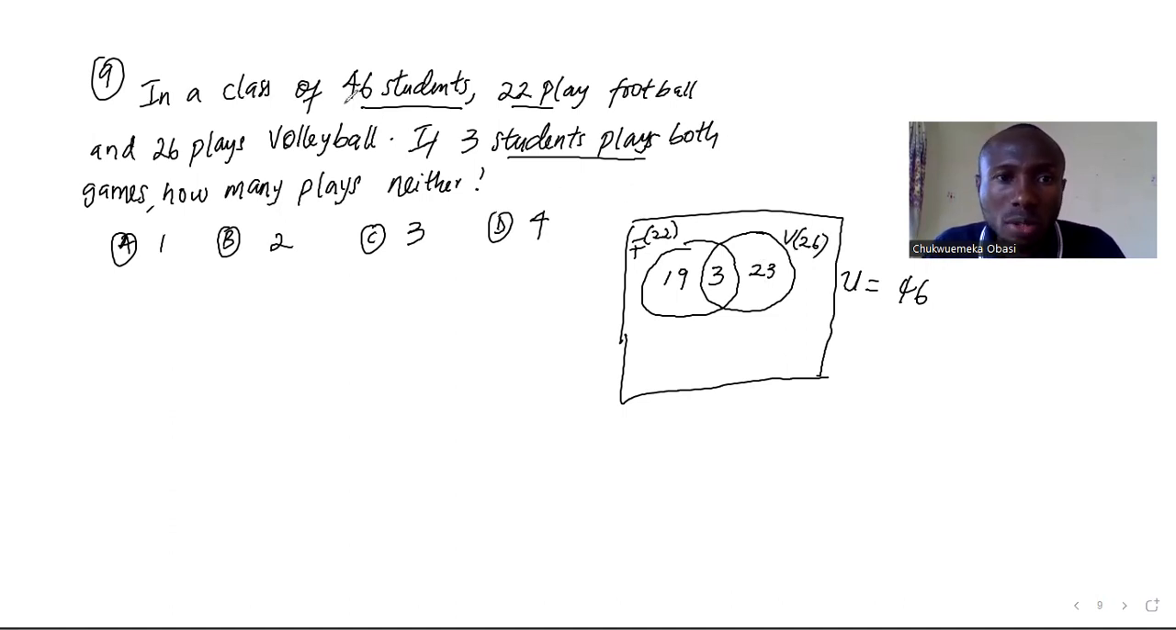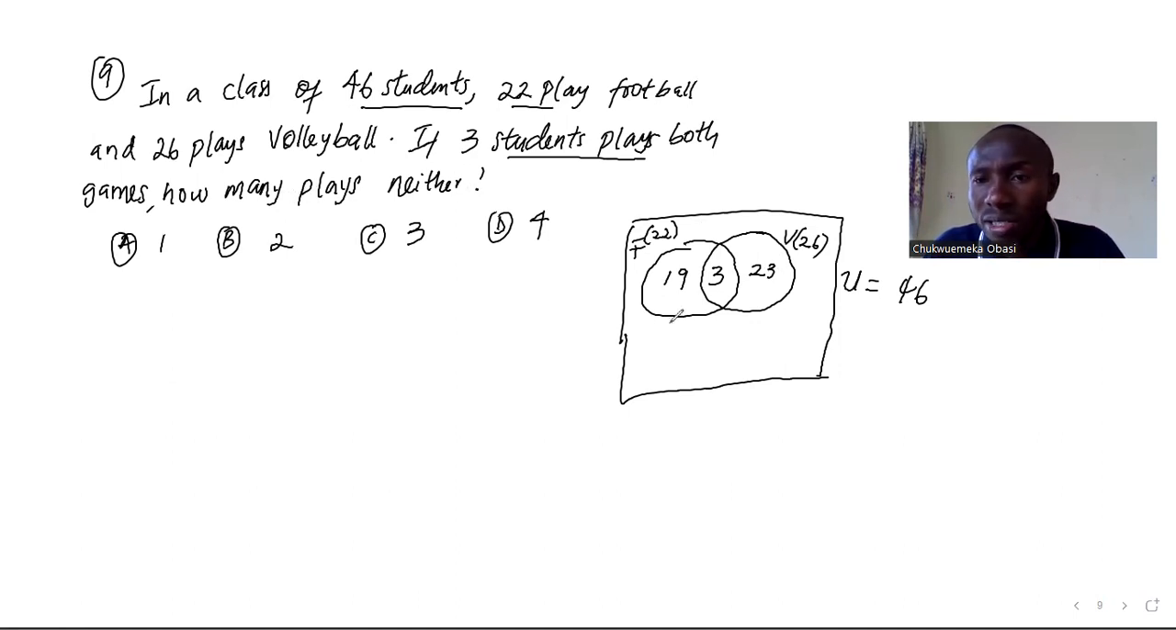Okay, so do not confuse that when they tell you 22 plays football. They didn't say 22 plays only football. So that means some of them who play football can also be playing volleyball, and there are 3 of them. So to get those who play only football and only volleyball, you take away these 3 from those guys. That's how it works.